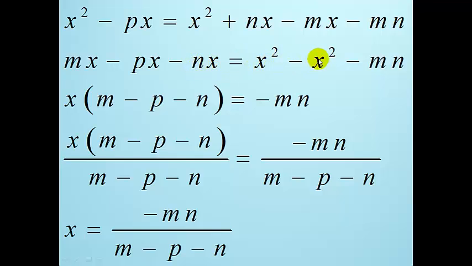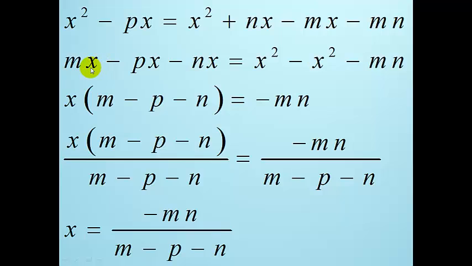we have x squared minus x squared. That is, we already have 1x squared on the right hand side, and this x squared on the left hand side becomes minus x squared on the right hand side before our minus mn. Now x squared minus x squared will give us 0, and 0 minus mn is equal to minus mn.